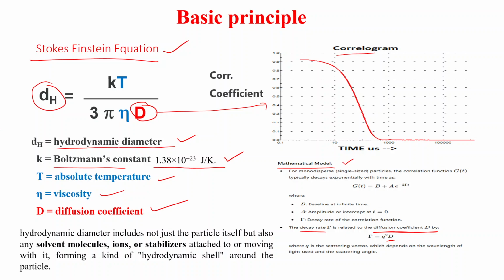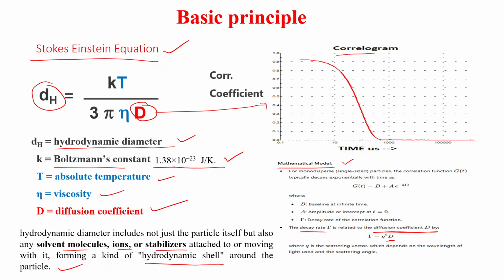Why is it called hydrodynamic diameter? Because it is not actually the physical diameter of the particle, but it also includes the solvent molecules. The hydrodynamic diameter includes not just the particle itself, but also any ions that are attached, and stabilizers that are attached to or moving with it, forming a kind of hydrodynamic shell around the particle. So that is why it is called hydrodynamic diameter.